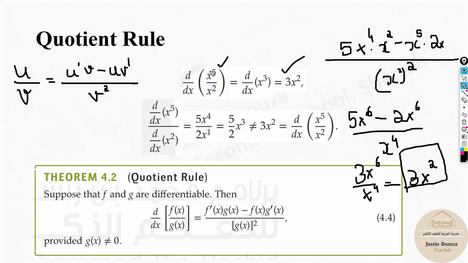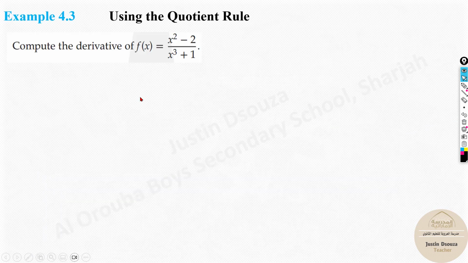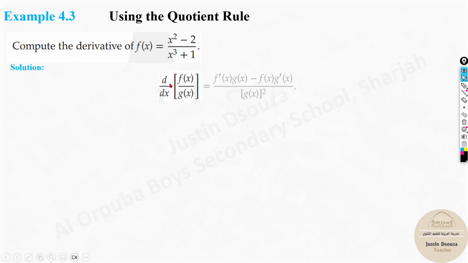But this was simple terms. Yes, you can simplify. But what if you have problem like this? Now let's use quotient rule. We know the quotient rule is the first term derived multiplied with g of x minus f of x times g dash of x, means derivation of that, divided by g of x the whole square.